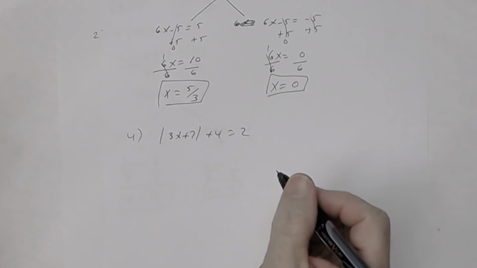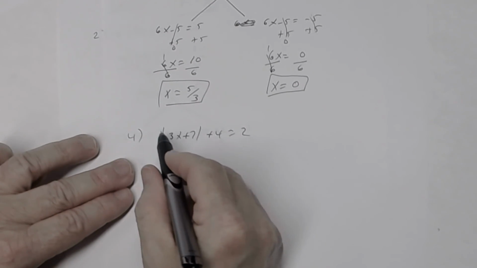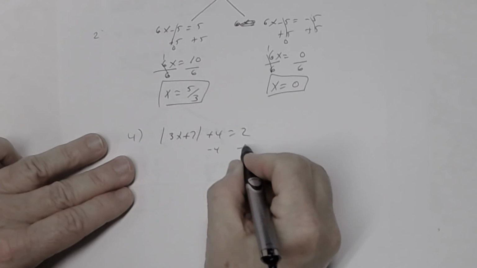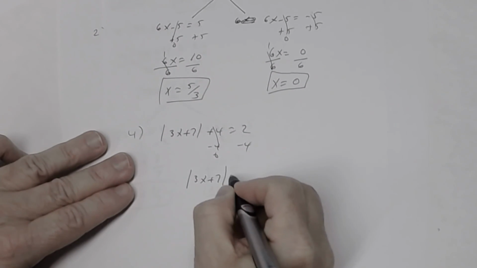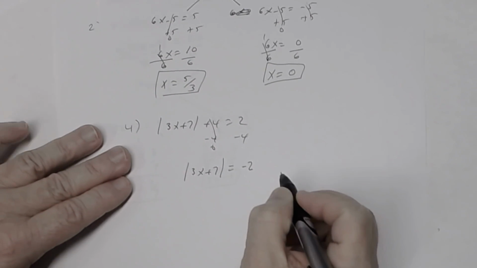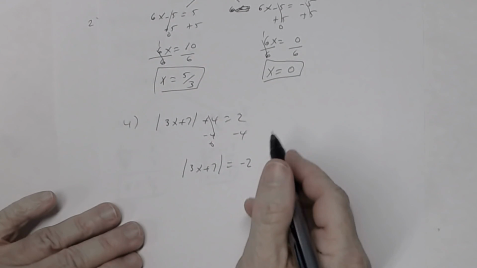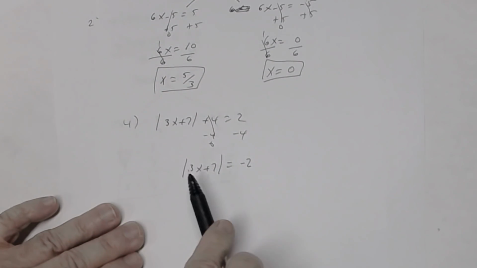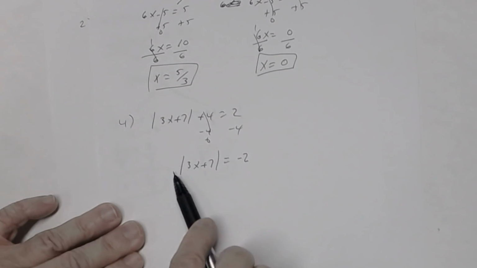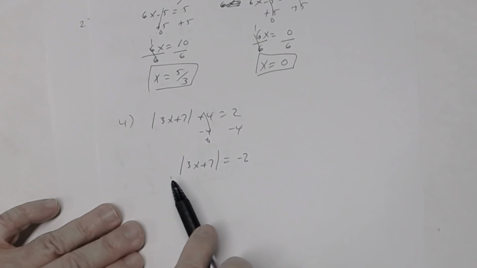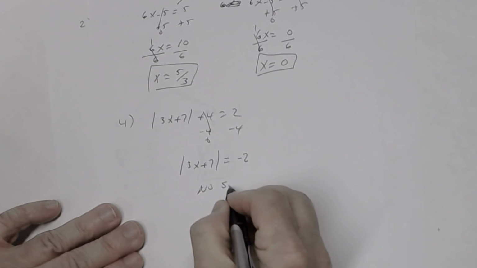All right, now, if you want your full credit, you have to make sure you get that absolute value by itself. So we're going to subtract 4 from both sides, and when I do that, I get the absolute value of 3x plus 7 is equal to a negative 2. And at that point, based on what we talked about in class, you can say there's no solution because whatever value you put in for x, the absolute value of that expression has to be positive or 0. It can never be negative. So right away you can say no solution.